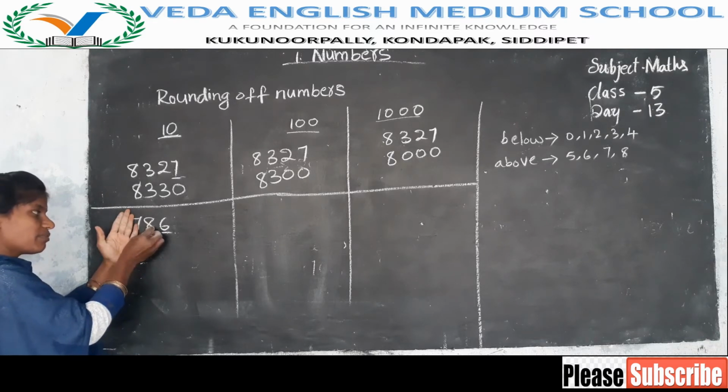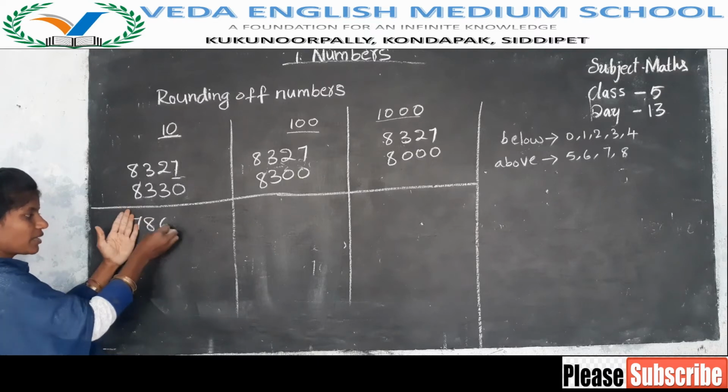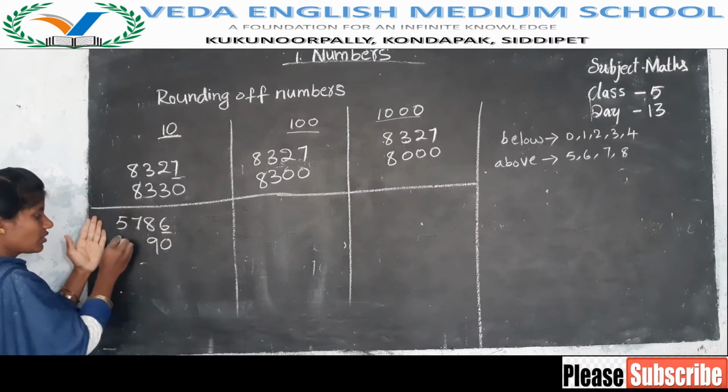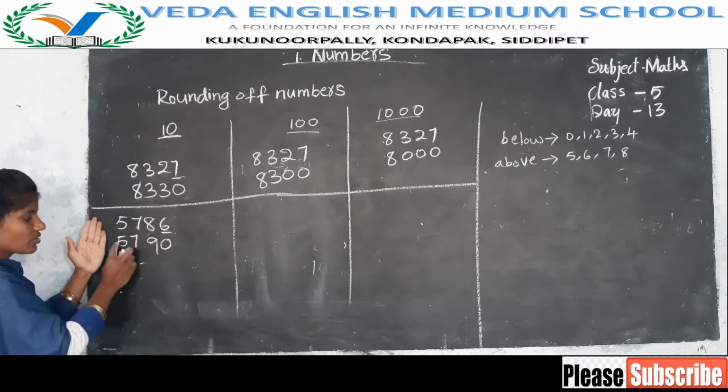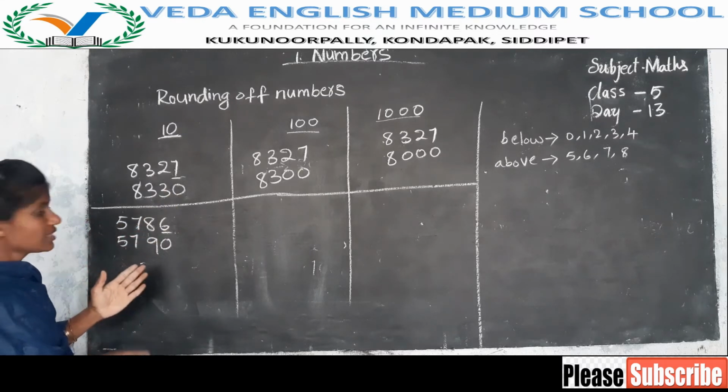If you increase the 8 by one time, then you will get 9. In the place of 6, you have to write 0. Remaining all are as it is only. 5786, nearest tens means 5790.